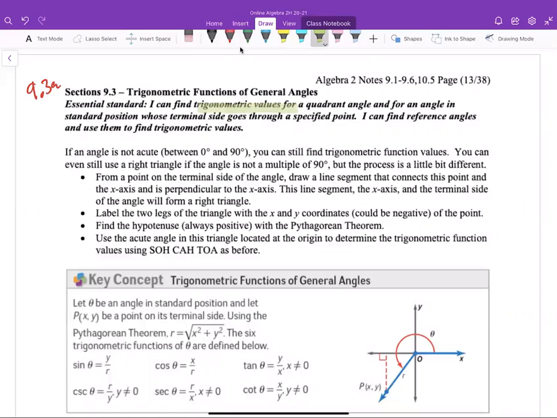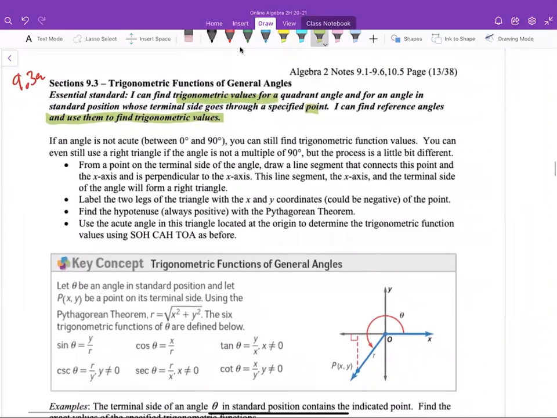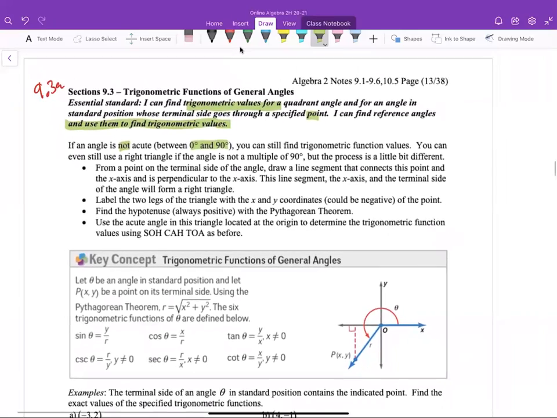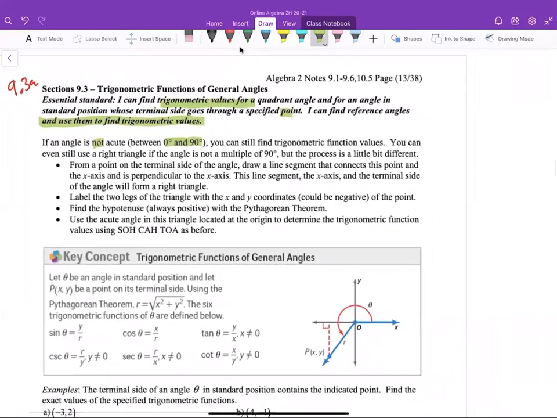I can find the trigonometric values for a quadrant angle and for an angle in standard position whose terminal sides go through a specific point. I can find the reference angles and use them to find the trigonometric values. If an acute angle within the triangle is not between 0 and 90, you can still find the trigonometric values for that triangle. You can still use a right triangle if it's not a multiple of 90. If they are a multiple of 90, there's a little bit different process. We'll go over that a little bit later in the lesson.